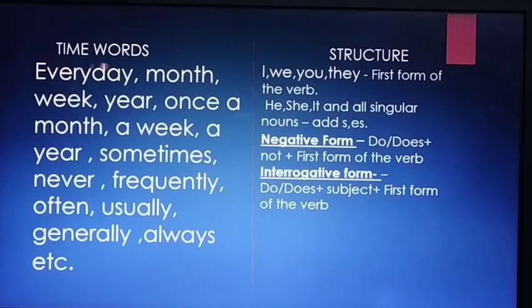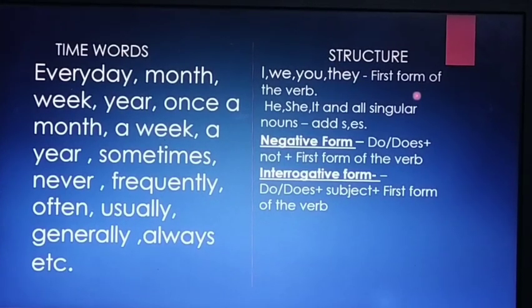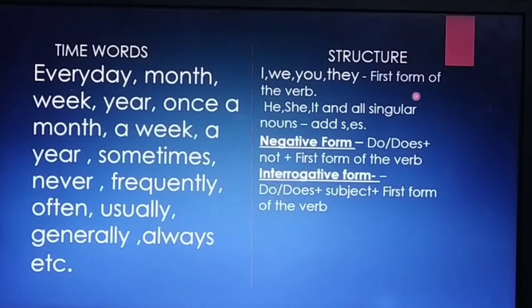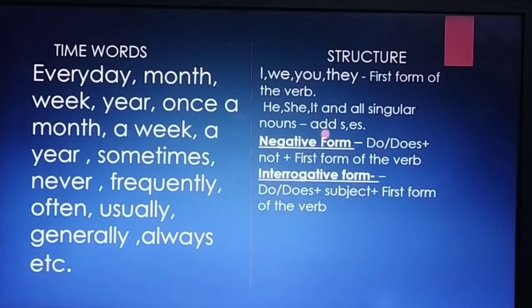I have mentioned time words here also from the sentences, and from here you can revise it again. Now we'll talk about the structure, that I, we, you, they will use first form of the verb only, like I write, we write, you write, they write. And with he, she, it and all singular nouns we add s or es, like he writes, she writes, it writes.